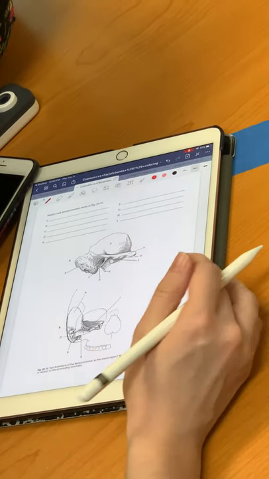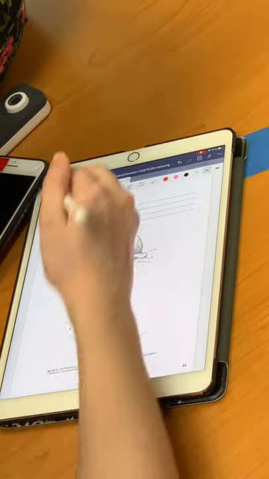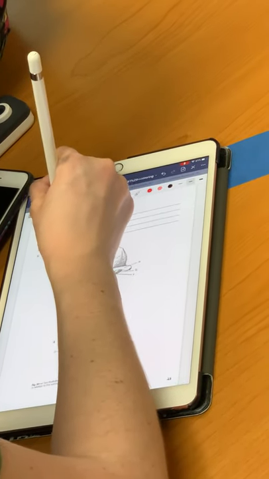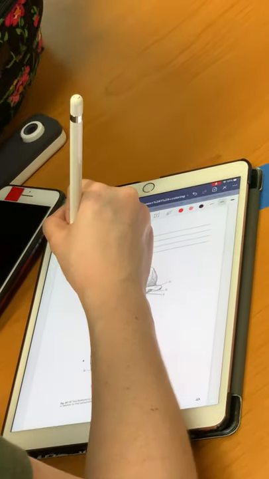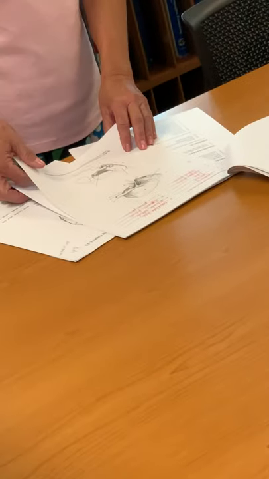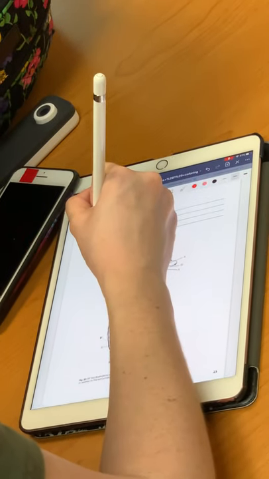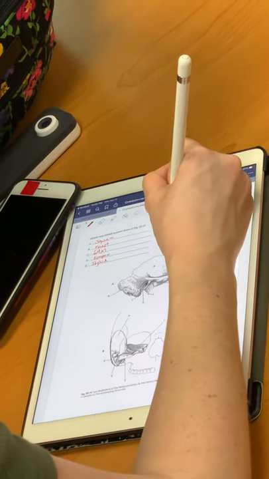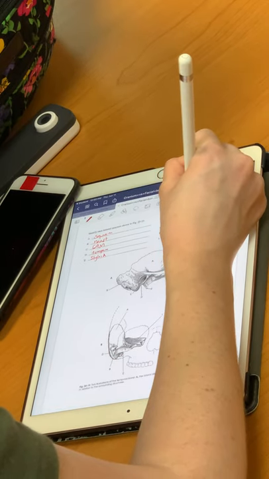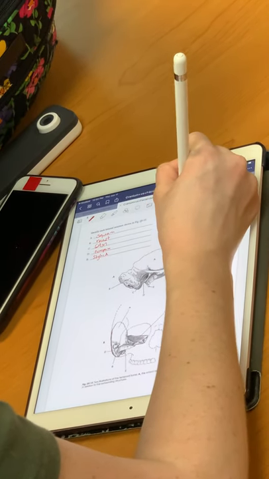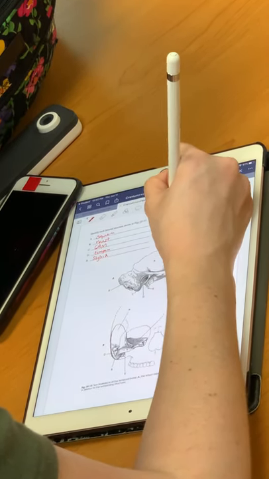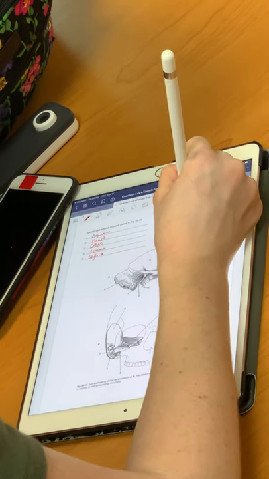Okay, 23 is fill in. A is squamous. B is mastoid. C is EAM. D is tympanic portion. Am I going too fast? No. E is styloid process. F is mandibular fossa. G is articular tubercle. H is zygomatic process. And I is petrous portion.